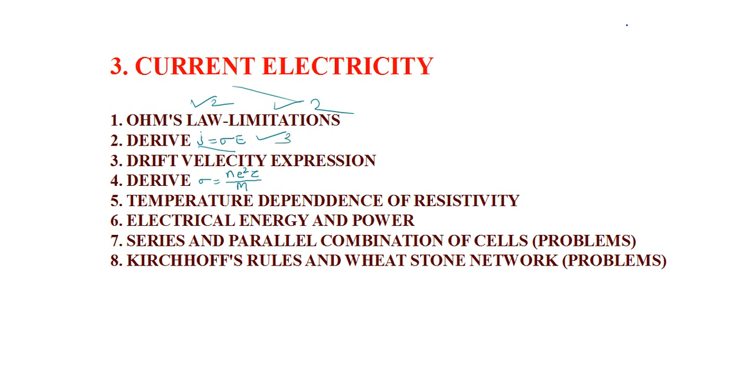And the expression for drift velocity, there are 2 derivations for drift velocity. This may be asked for 2 or 3 marks. And a very important 5 mark question, again I am repeating, this is for 5 marks: sigma equals n e squared tau by m. This is the conductivity relation in terms of relaxation time. This is a very important derivation you need to solve.